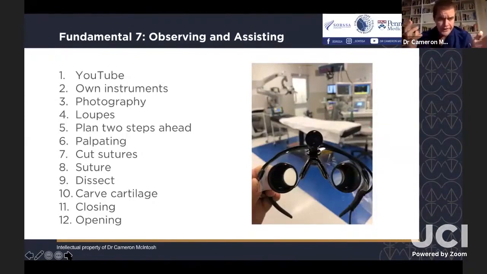So if you're assisting in, for example, a rib harvest, then you can start carving, start getting the feeling of what that cartilage is like. Even if the septum's been taken out and you, for example, have to carve some spreader grafts or some articulated rim grafts or something like that, get used to the feeling of what the cartilage feels like.